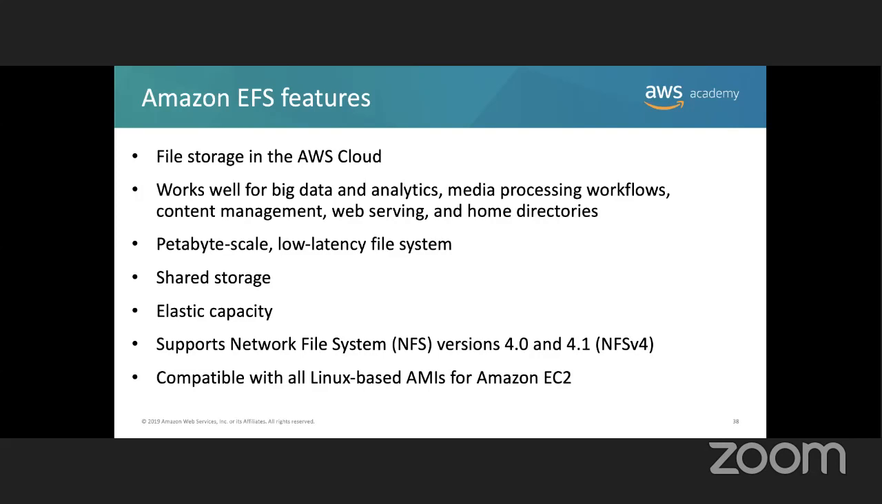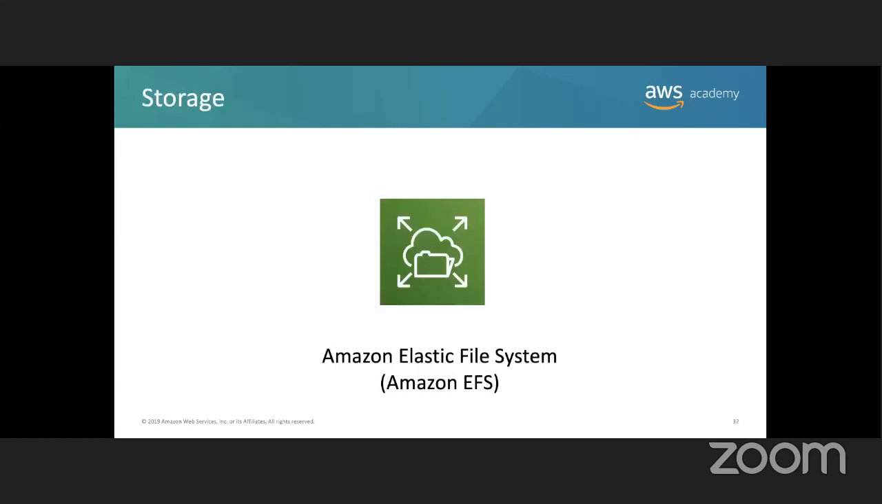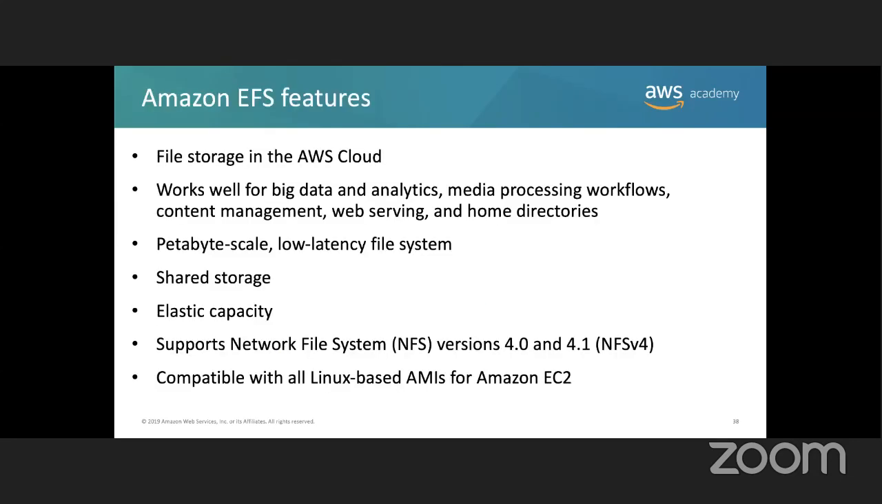Petabyte scale, so it's super big, a low latency file system. So that's a key word here, file system. The other key word that you guys have to remember is shared. Why? Because 3, 4, 5, 6, 7 EC2 instances can share the same file system.